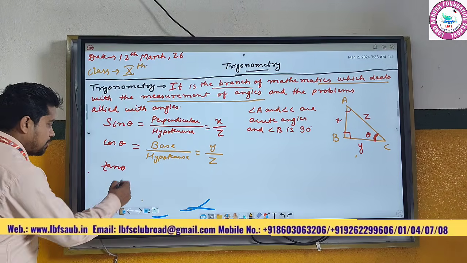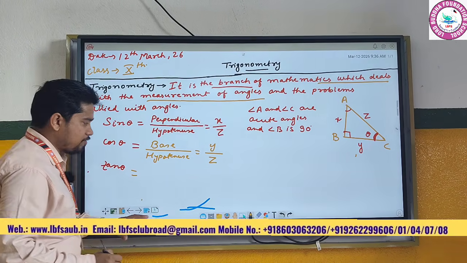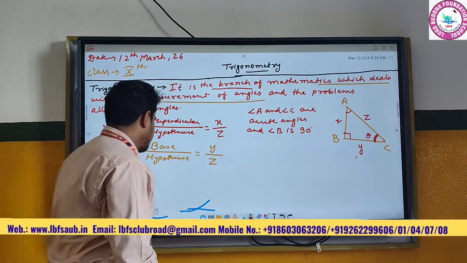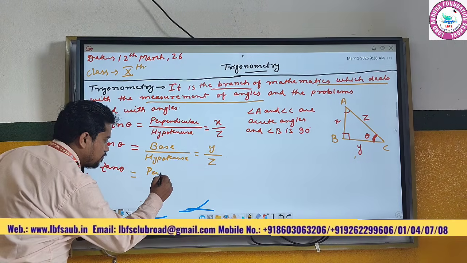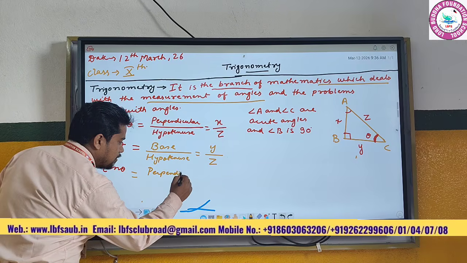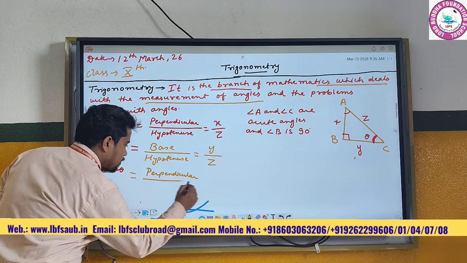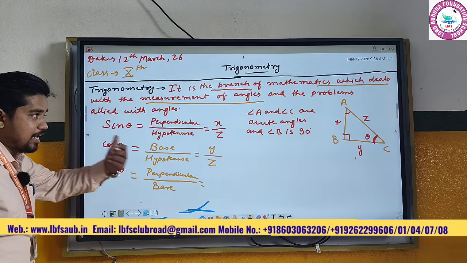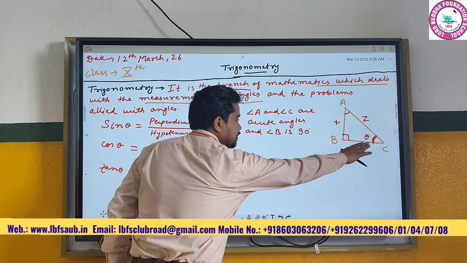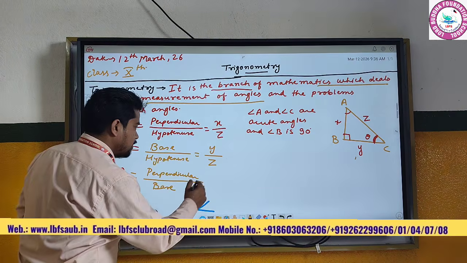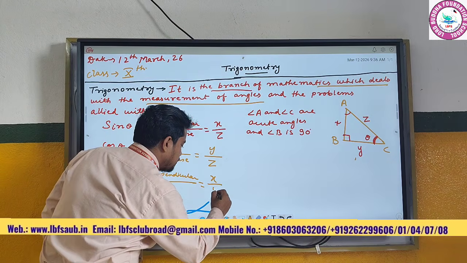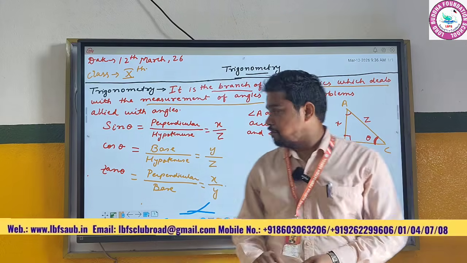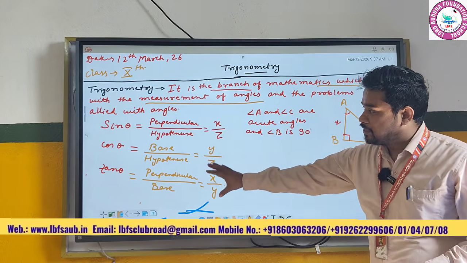Now come to the formula of tan theta. The formula for tan theta is perpendicular upon base. So as compared to this triangle, tan theta will be perpendicular x upon base y. Students, please write down these topics: sin theta, cos theta and tan theta.